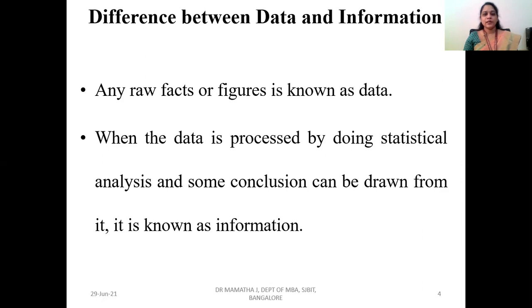The raw facts, processed using some statistical analysis or techniques, help you to draw conclusions and write an interpretation. That forms information. This is the major difference between data and information. Data is the raw facts and figures collected directly from the respondents, and when this data is processed to give you something suitable for analysis, it is called information.